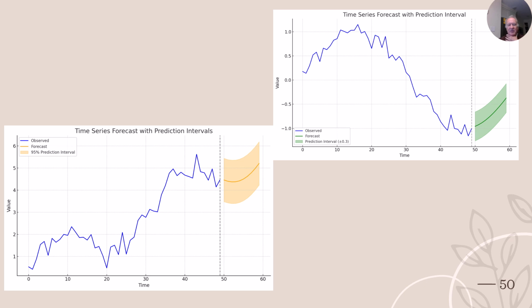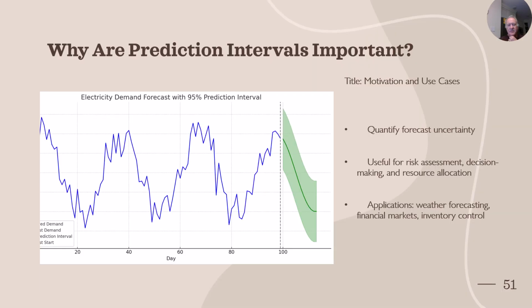Here are a couple of examples of prediction intervals from a couple of different models. Why are prediction intervals important? They quantify the forecast uncertainty, and they're useful for risk assessment, decision making, and resource allocation. Their applications are in weather forecasting, financial markets, and inventory control.